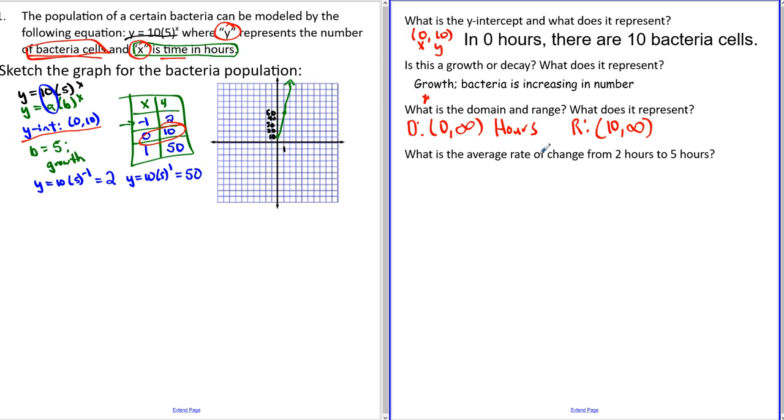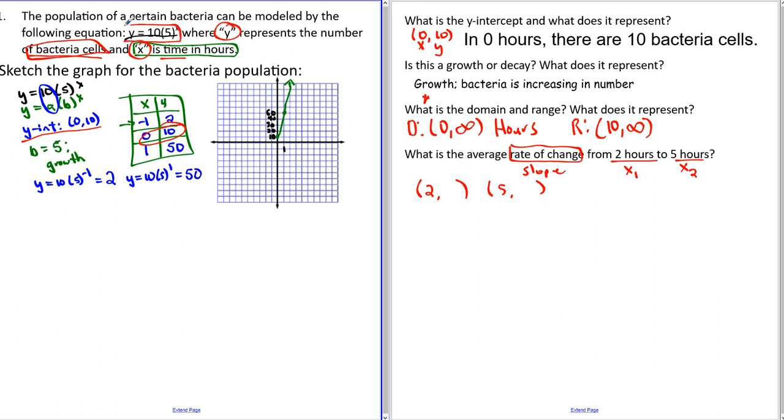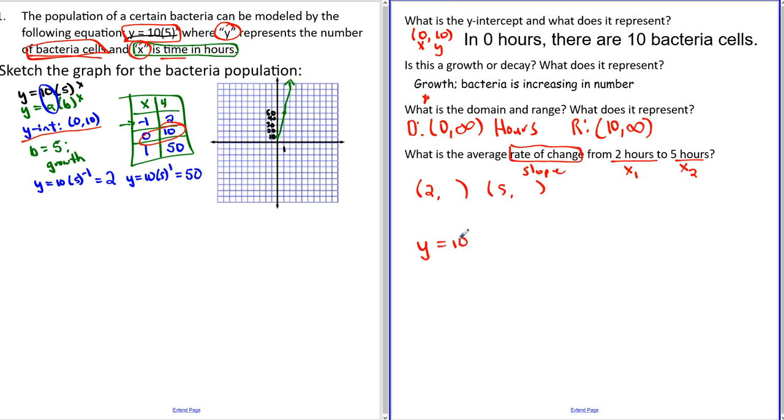Now, what is the average rate of change from 2 hours to 5 hours? There's another one of your favorite things you love to do, rate of change. We know rate of change is just simply slope. So these, of course, are your x values, x1 and x2. We know these so far, 2 comma, we don't know yet, and 5 comma, we don't know yet. How do I get these missing y values? By using the equation that they gave us, y equals 10 times 5 to the x power. So y equals 10 times 5 to the second power, and y equals 10 times 5 to the 5th power.